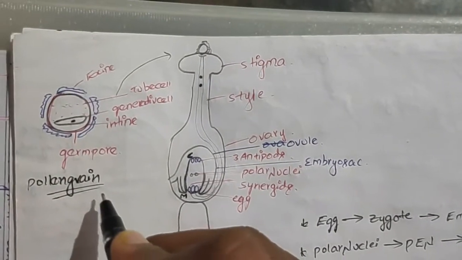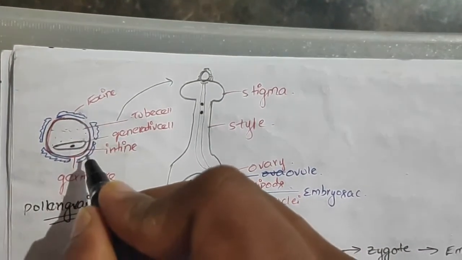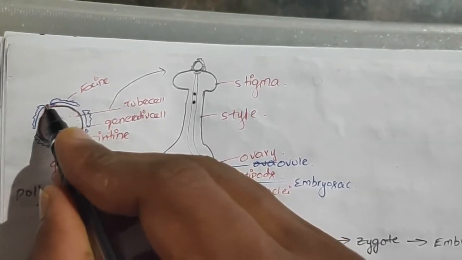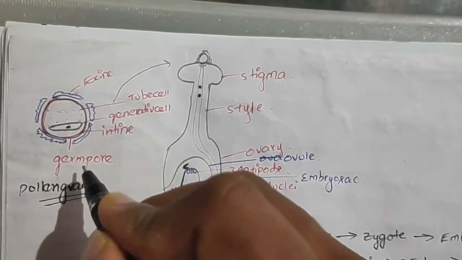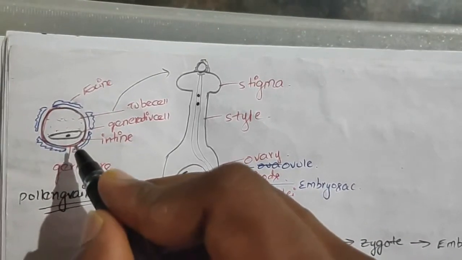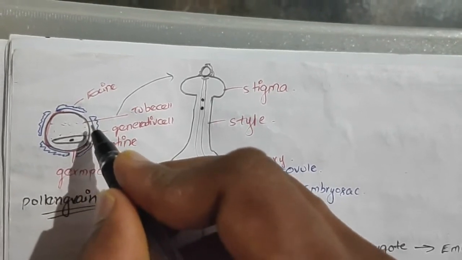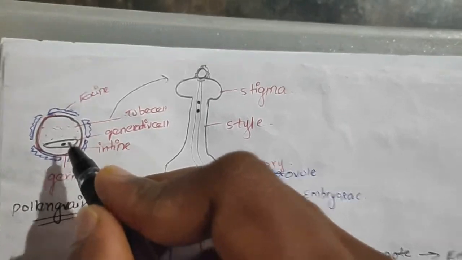Firstly, the pollen grain, which is the male gamete, has two layers, the outer exine layer and the inner intine layer. In the exine layer, at some places there is a gap. This gap is known as the germ pore. Inside the pollen grain there are two cells, one a large cell or tube cell, and another a spindle shaped vegetative cell.